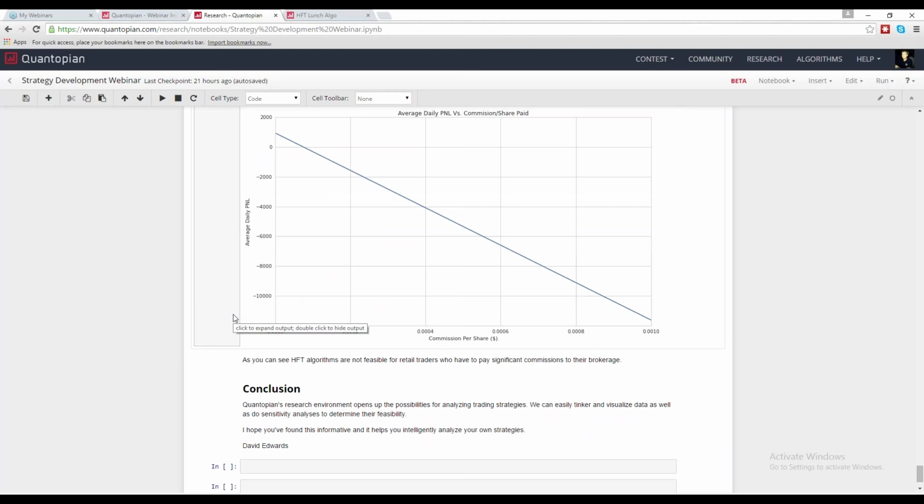So in my opinion, using Quantopian's research platform opens up a whole new range of ways you can analyze algorithms, explore data and visualize things much easier. And then you can also do these sorts of sensitivity analysis, which was very difficult before when you just had to run a backtest, change some slippage or transaction cost settings, and then run another one.